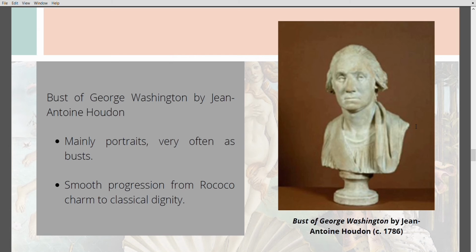Bust of George Washington by Jean-Antoine Houdon. Jean-Antoine Houdon's works were mainly portraits, very often as busts, which do not sacrifice a strong impression of the sitter's personality to idealism. His style became more classical as his long career continued, and represents a rather smooth progression from Rococo charm to classical dignity. Unlike some neoclassical sculptors, he did not insist on his sitters wearing Roman dress or being unclothed.